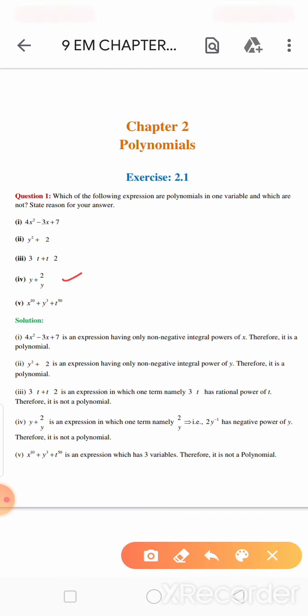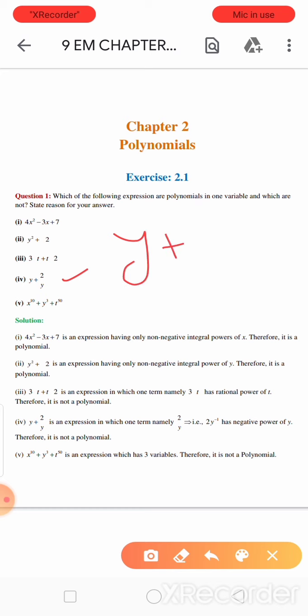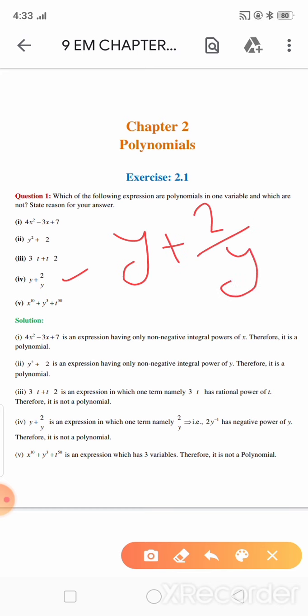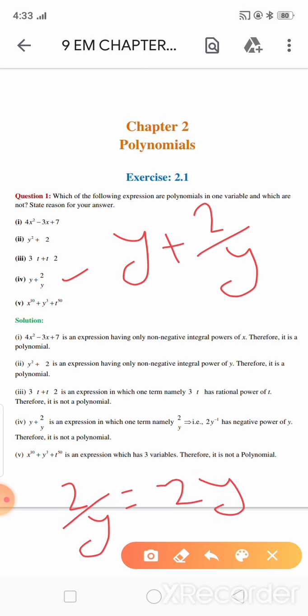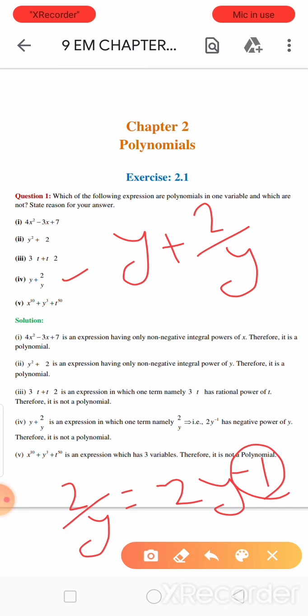Next, question number 4. The expression is y plus 2 upon y. We write the one term, namely 2 upon y, that is 2 into y raised to minus 1, and the power of y is the negative number minus 1, so it is not a non-negative integral power of y, so therefore it is not a polynomial.